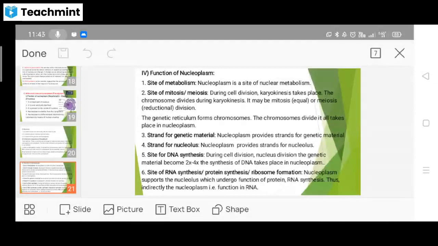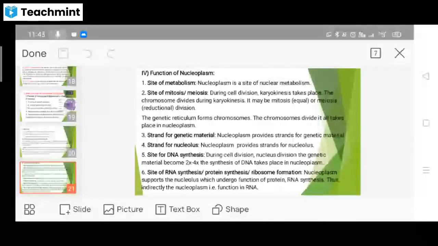So these are the main important functions of the nucleoplasm: it provides the metabolism, or nuclear metabolism reactions mostly take place in the nucleoplasm. Then it also provides the site for mitosis and meiosis. It provides the stand for genetic material, then the nucleolus, and DNA synthesis, as well as RNA synthesis. So this is all regarding the nucleoplasm.